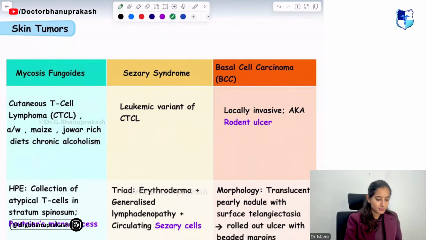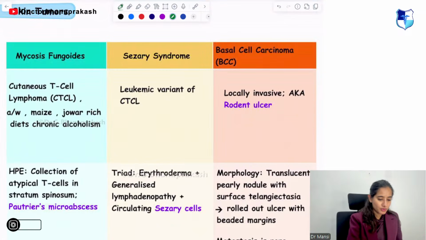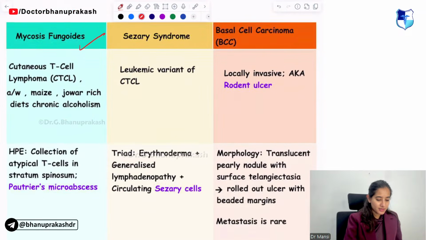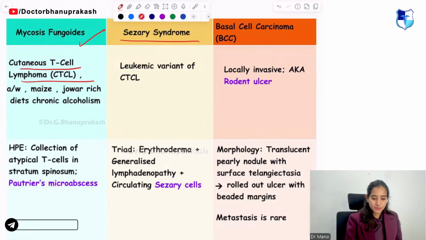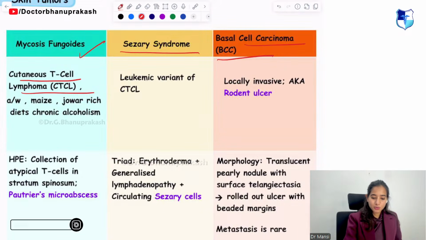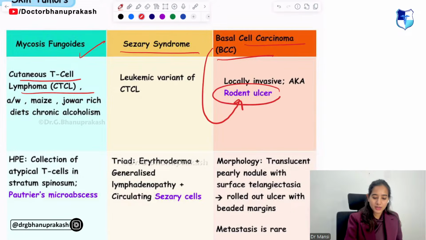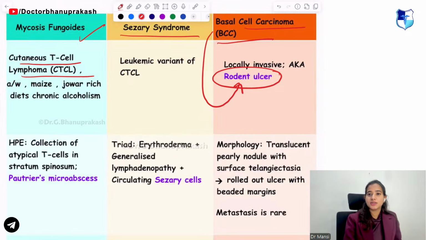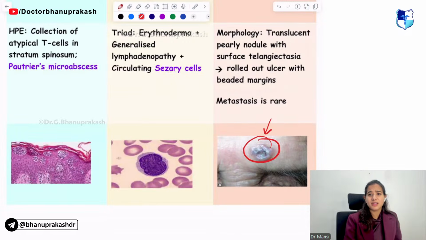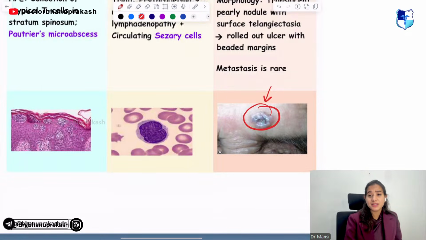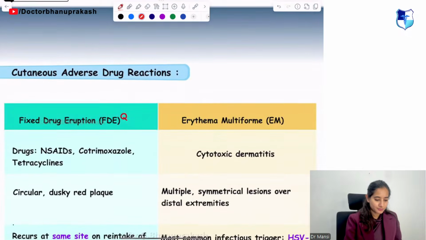Then we have some other miscellaneous topics to finish off with. Mycosis fungoides, which is cutaneous T cell lymphoma, and Sézary syndrome, which you can see, and basal cell carcinoma. Basal cell carcinoma is a rodent ulcer. So you better just revise this with the image, this kind of image, because the image has been asked. Most of the other things have not been asked and won't really be asked. So I would just skip this because these are very less important for you.